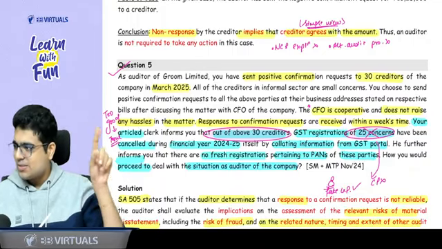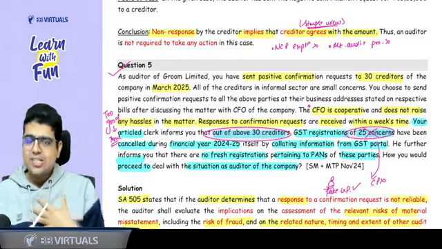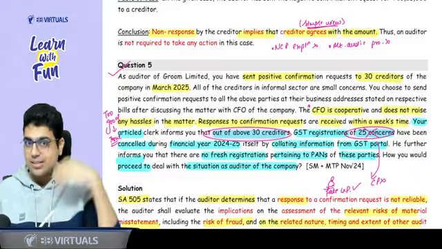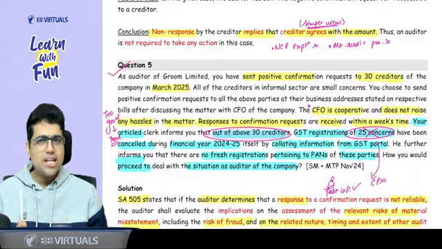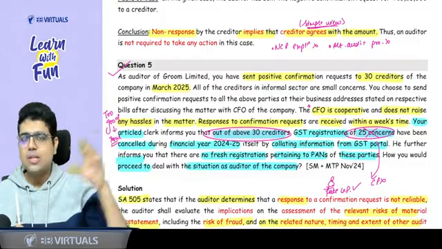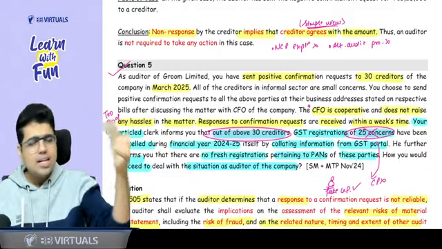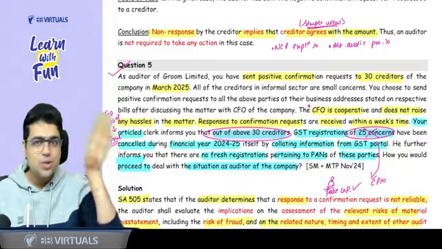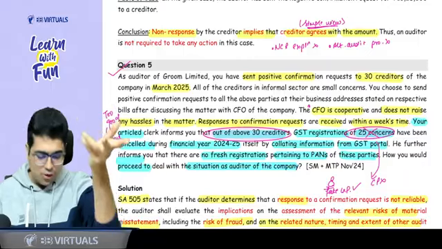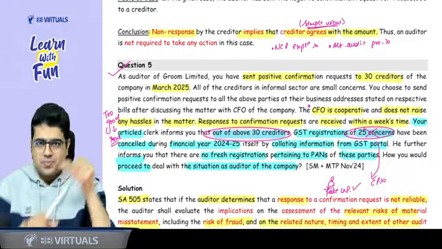Aren't these facts too good to be true? You have done your articleship in audit? Yes, sir. I'm asking the students who have done their articleship in audit: is the management so cooperative when you send the request? No, sir. Even if they are cooperative, do you get the reply within 1 week, or do you have to do follow-up, reminder 1, reminder 2, reminder 3? So we have to do a lot of follow-up. So that means something fishy is there.